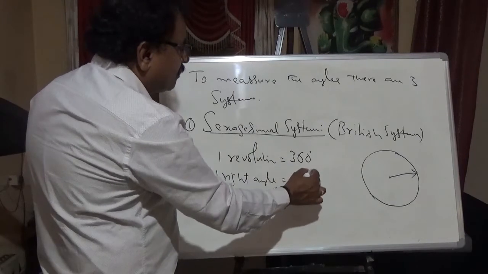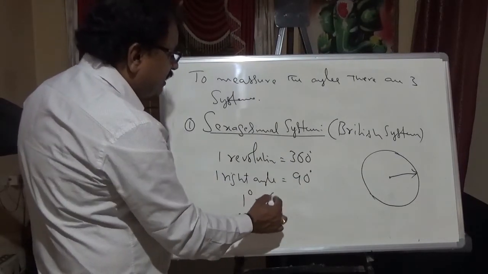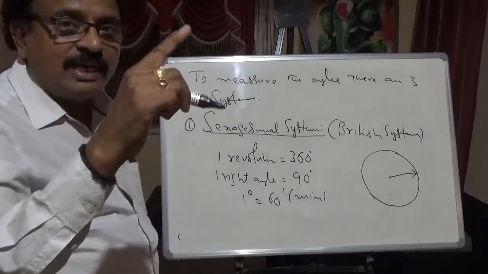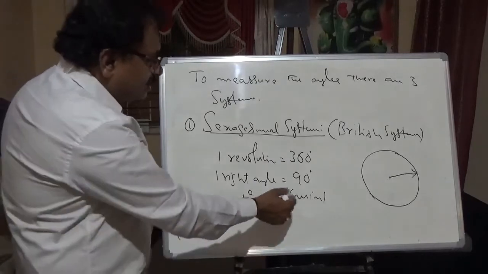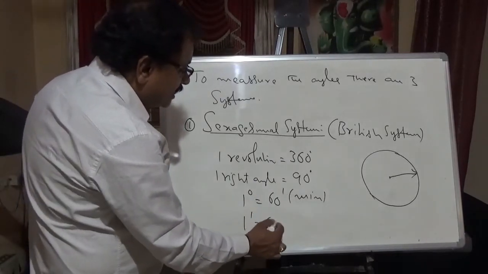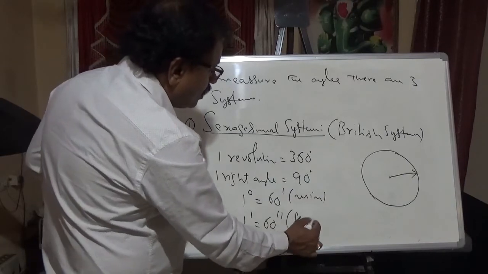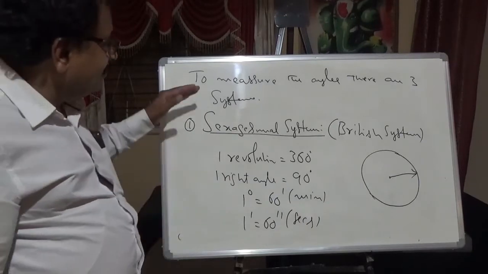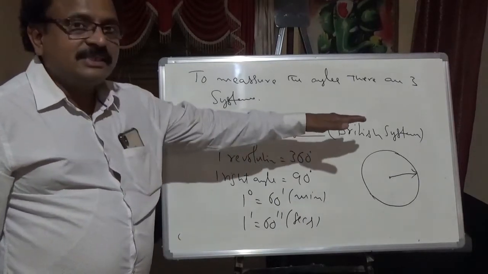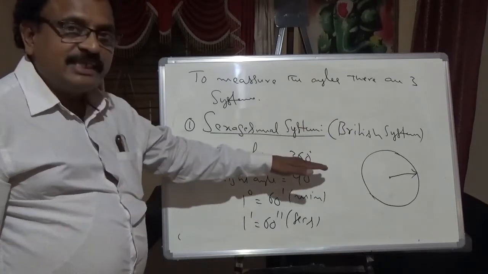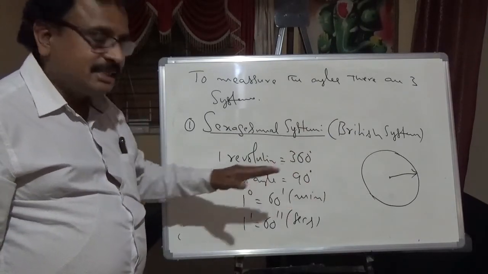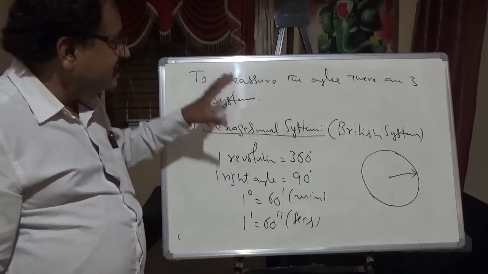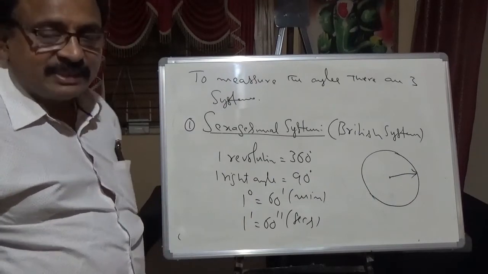One right angle is 90 degrees. 1 degree is 60 minutes. This is minute. If we keep one line on the top, that is minute. 1 minute is 60 seconds. Try to understand. To measure the angles, there are three systems. The first one is the sexagesimal system or British system. One revolution 360 degrees, one right angle 90 degrees, 1 degree 60 minutes, 1 minute 60 seconds. This is the sexagesimal system, the first system.